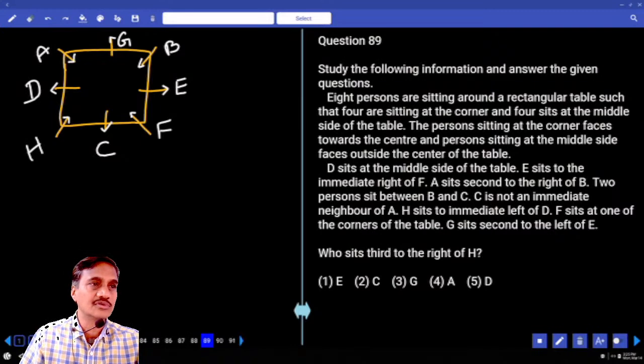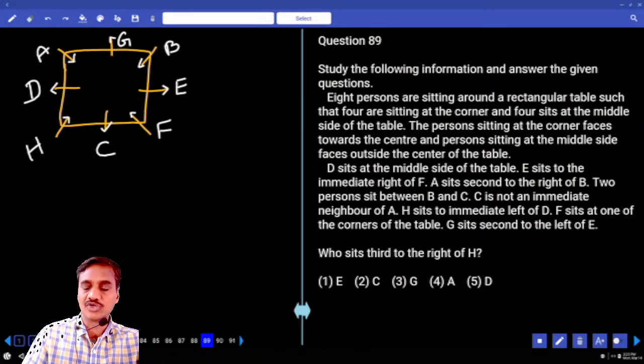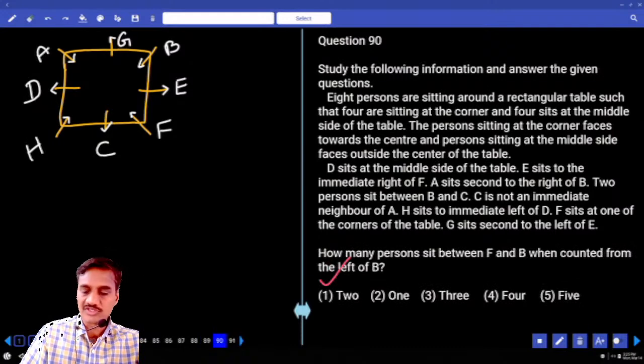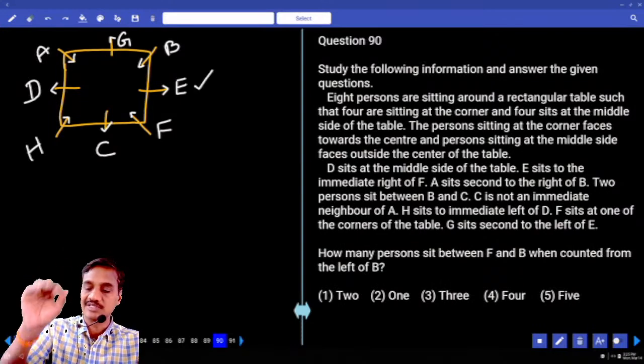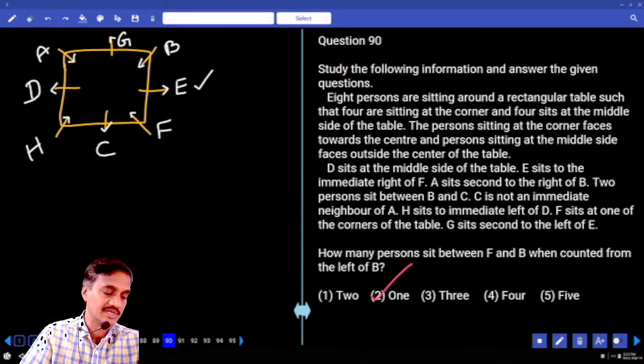Who sits third to the right of H? E, choice 1, question number 89. Then 90: how many persons are between F and B when counted from the left of B? Exactly 1 person. Choice 2, question number 90.